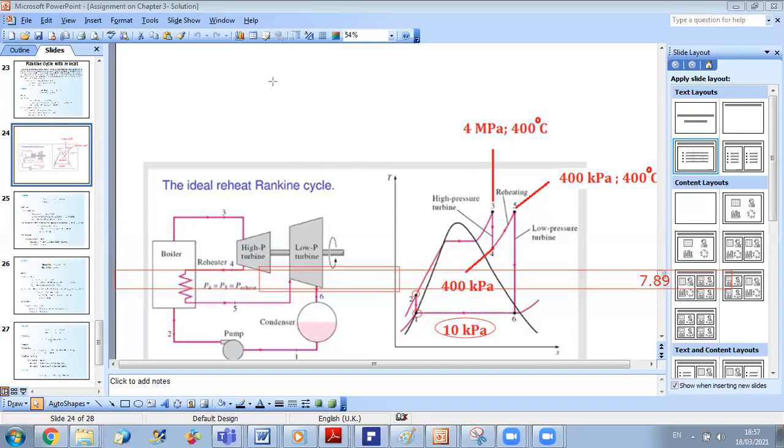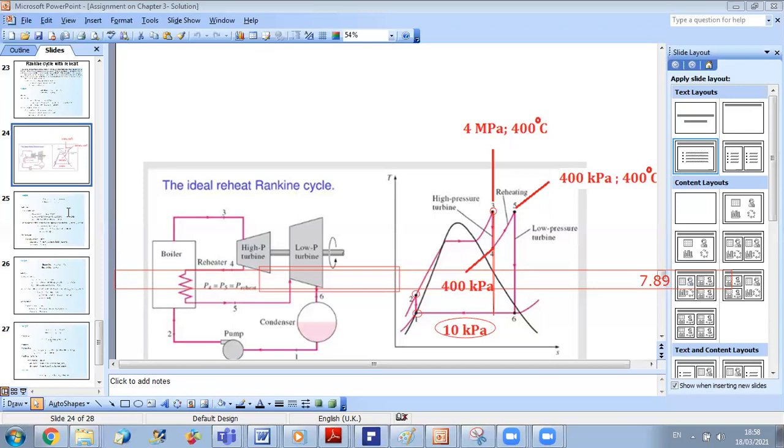If you compare this cycle with the previous one, same conditions at 1, same conditions at 2, same conditions at point 3. What is varying is what is happening after 3. Because after 3, instead of directly going into one turbine, we did an expansion, we did a reheat, and this will increase the quality at the exit of the turbine. And we expect then that the efficiency of the reheat cycle compared to the conventional one will be higher.